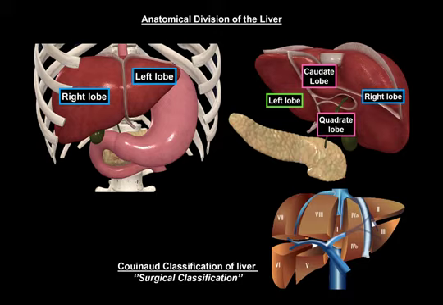So keep in mind that we have a classification system based on the landmarks we have on the liver, and a classification system that divides the liver into functionally independent segments. So that's the division of the liver.